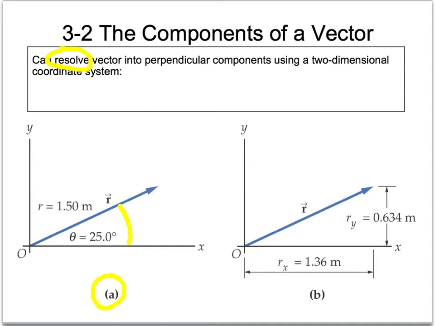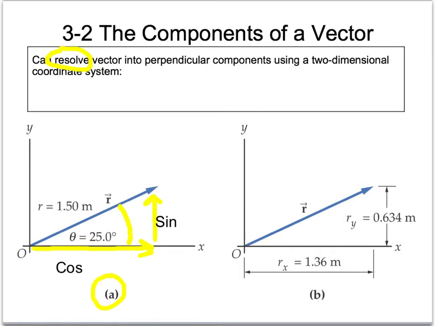Now I want to break up that vector into its x and y parts. So let's say this was my displacement vector. I want to know how far the person went north along y and how far the person went east along x, and I can break that vector into those parts. The way I do that is with trig functions.